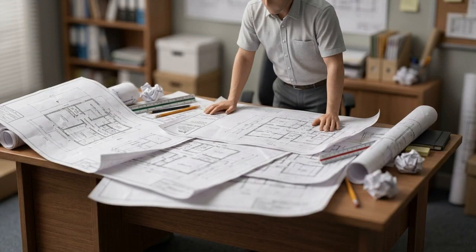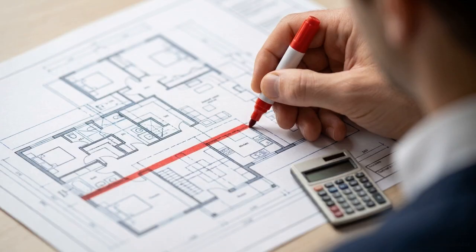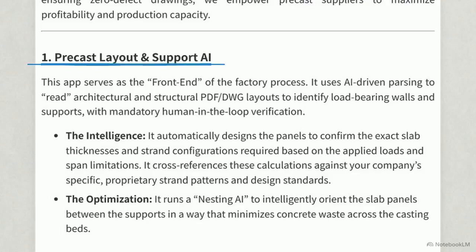The first point of failure in a traditional factory is the design bottleneck. Estimators regularly spend days manually tracing walls on architectural PDFs and running manual calculations to determine structural loads. Ferro-Fonds addresses this at the front end with the Precast Layout and Support AI. Rather than relying on human tracing, the software uses AI-driven parsing to read structural DWG and PDF layouts, automatically identifying the load-bearing walls and required supports across the entire structure.